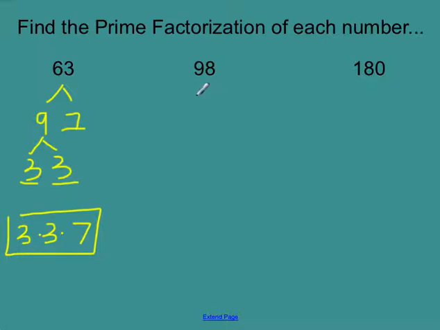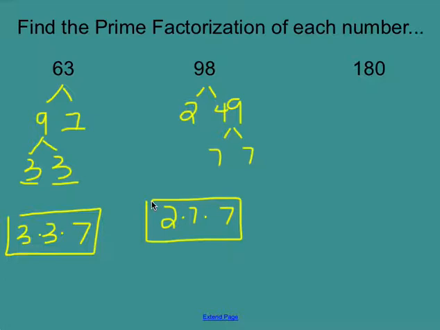Next, let's take a look at 98. I don't necessarily know what goes into 98, but I see that 98 is even. So because 98 is even, I can divide it by 2. When I divide it by 2, I get 49. So that tells me that 2 times 49 multiplies to 98. Well, 49 I can break down to 7 and 7. And as we discussed on the previous problem, 7 is a prime number. So our prime factorization is 2 times 7 times 7.